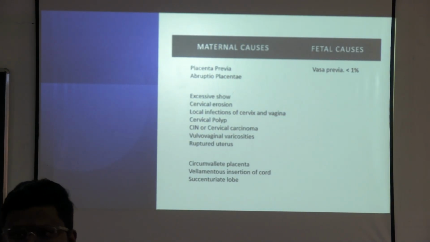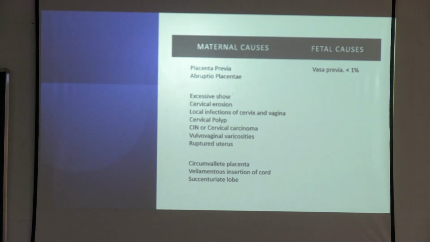There may be cervical erosion, carcinoma cervix, there may be CIN, some kind of cervical varicosities. These three, you know, are placental abnormalities. You have to read this in the placenta topic. Circumvallate placenta, battledore placenta, and velamentous insertion of the cord.